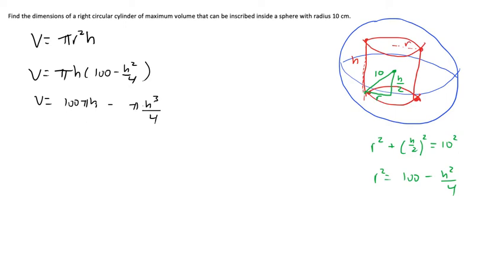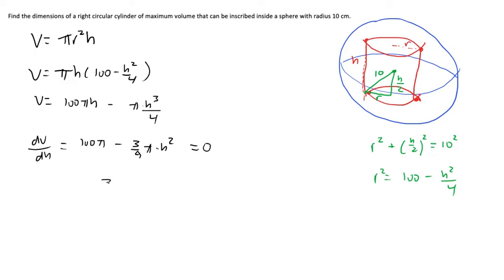You notice that we have only one variable in here. We've expressed r squared in terms of h. So what is the derivative of this with respect to h? We're going to get 100 pi, and then bring down the 3, subtract 1 from the exponent, and we get 3/4 pi times h squared. That's pretty good, because we can just set this equal to 0 and solve for h.